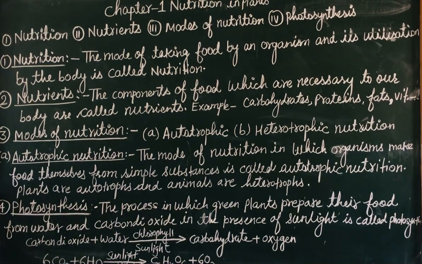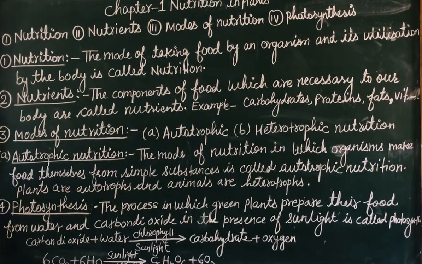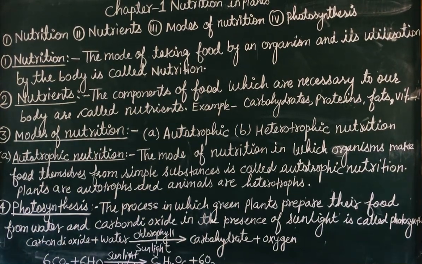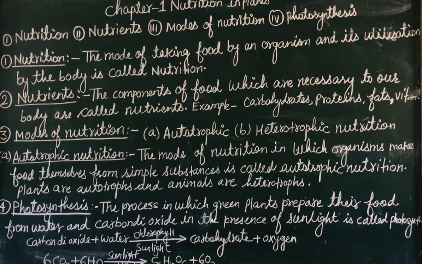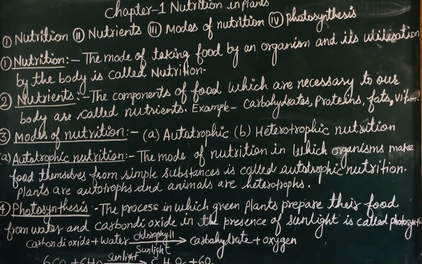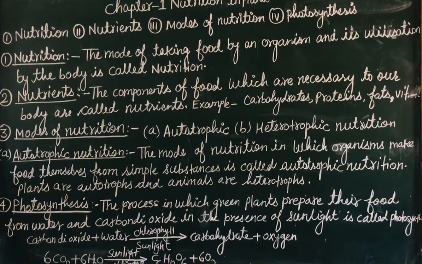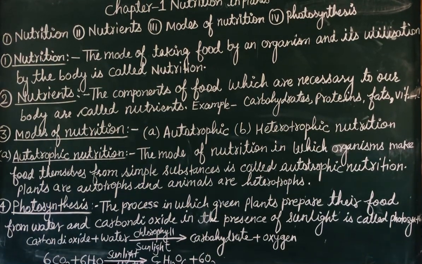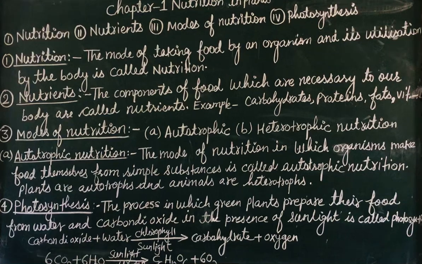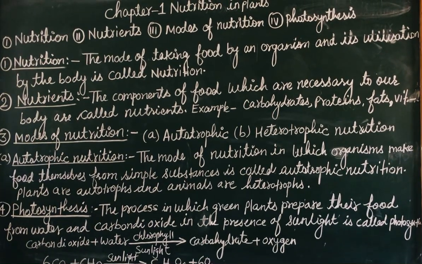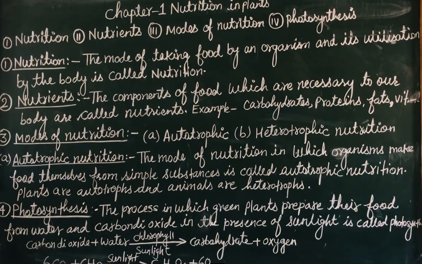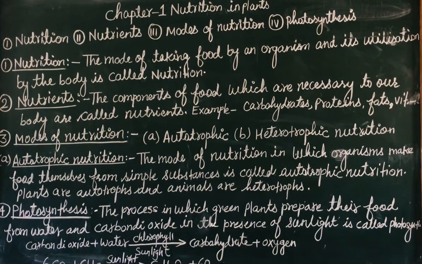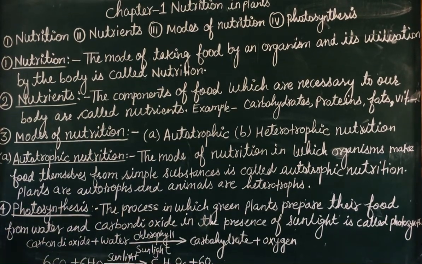So in plants it is clear that food is prepared in the leaf, and you know very well from class 6 about the different parts of a plant. You also learned the structure of a leaf and its parts. My dear students, you can see that the leaf is green in color. The leaf has chlorophyll in a large amount, so due to this chlorophyll, the leaves of plants generally appear green in color.